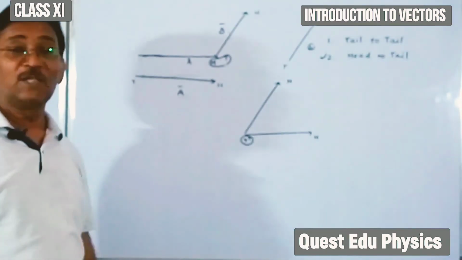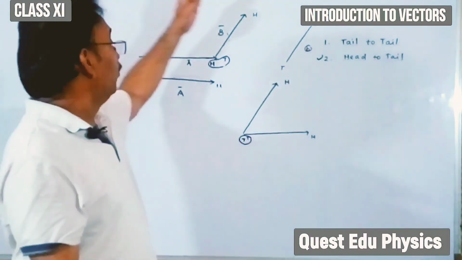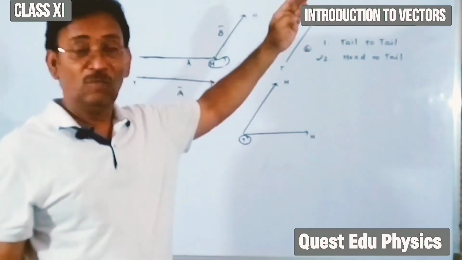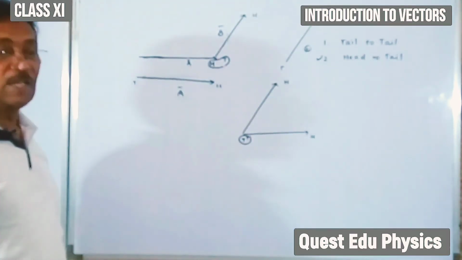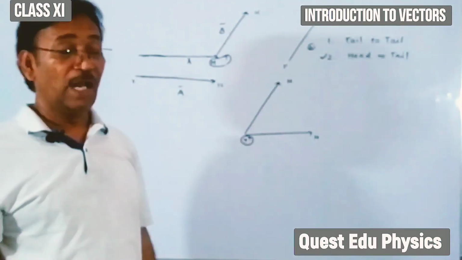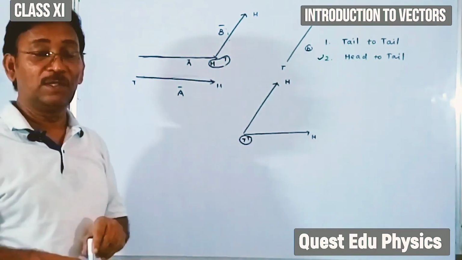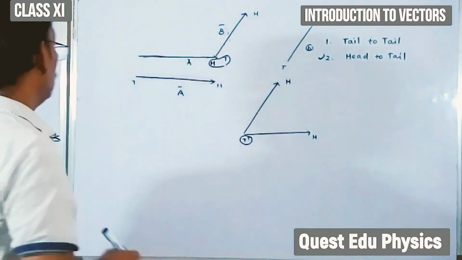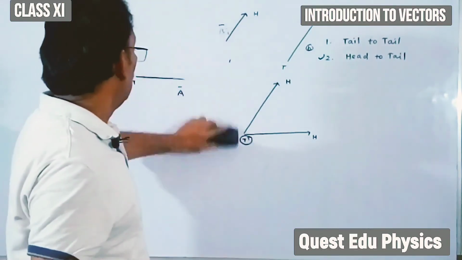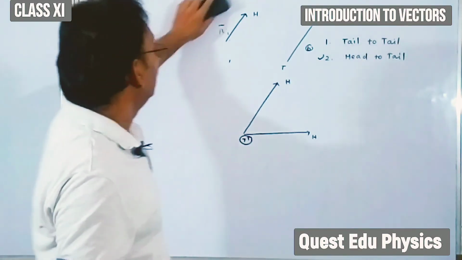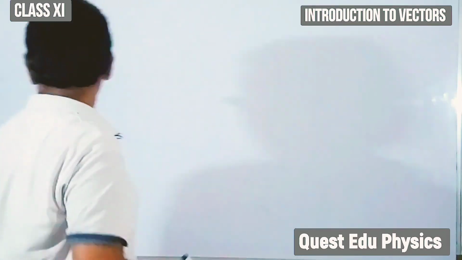And you learned what the transposing of a vector is. Moving a vector from one place to another place without changing its magnitude and direction is known as transposing of a vector. Then after, we have to understand the angle between the two vectors. I hope you understood how vectors can be added, either tail to tail or head to tail.